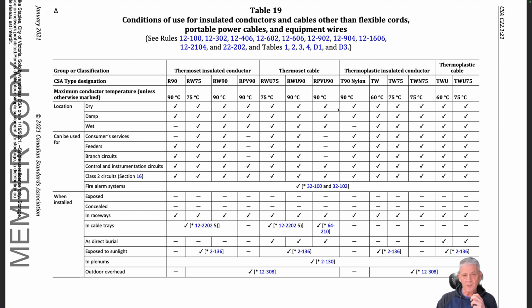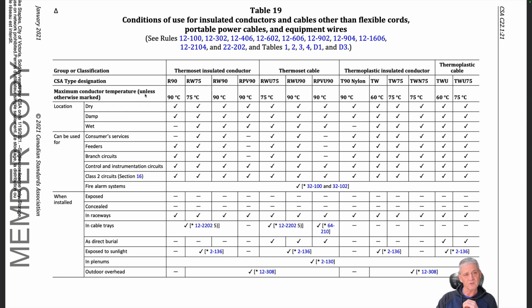Keep in mind, don't worry about any of the check marks here. Don't worry about any of this stuff in the body of the table right now. What we've got is a grouper classification row, and it goes across the top here. So this row here, as an example, thermoset insulated conductor. We've got the CSA type designation, R90, RW75, and RW90. Now, keep in mind as well with this table, if the cable or the conductor does not exist in this table, it is not approved for use in Canada.